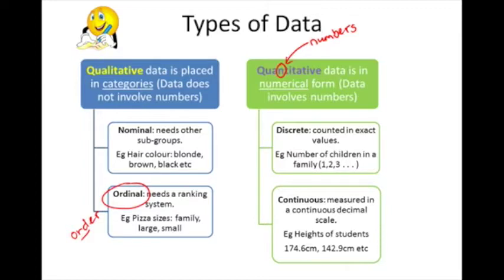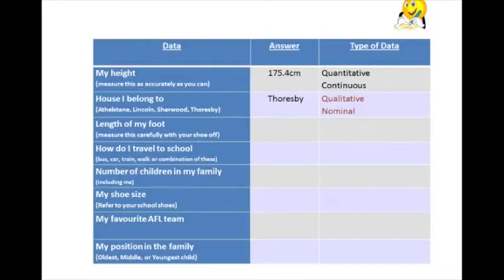Okay, now that you have those 6 words and their meanings written down, we're going to go back to the table of values that you filled out before, and we're going to put in some answers in that 3rd column where it says type of data. So this is where we're classifying the data into the different types. You can see that I've filled in a couple of values there relevant to me, my height being 175.4 centimetres and the house that I belong to being Thorsby.